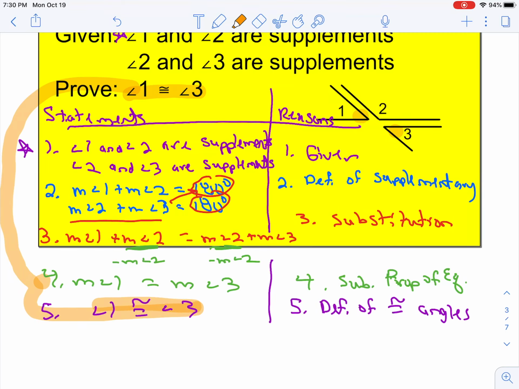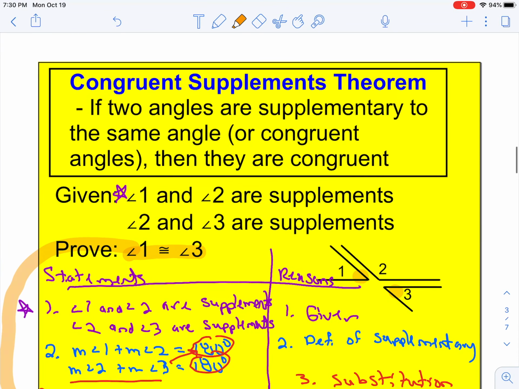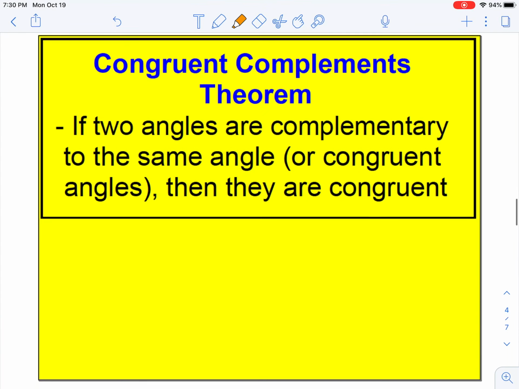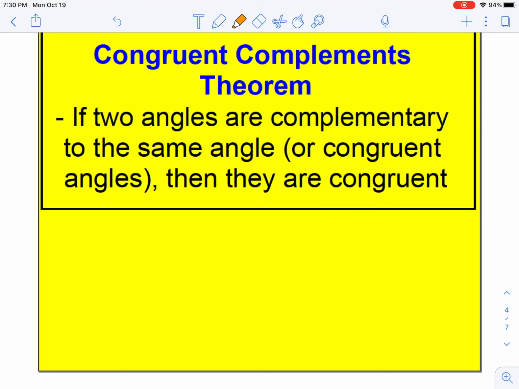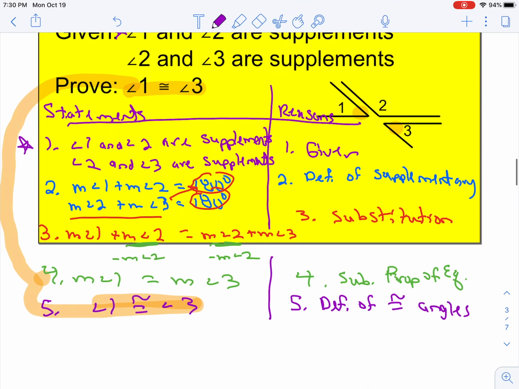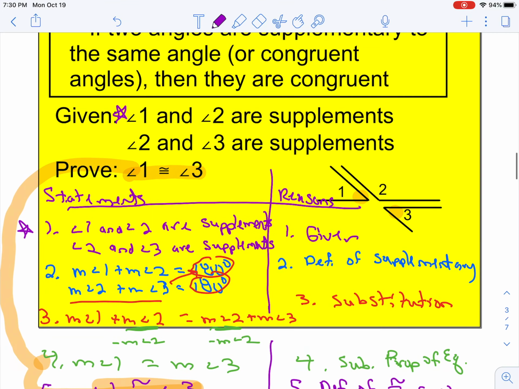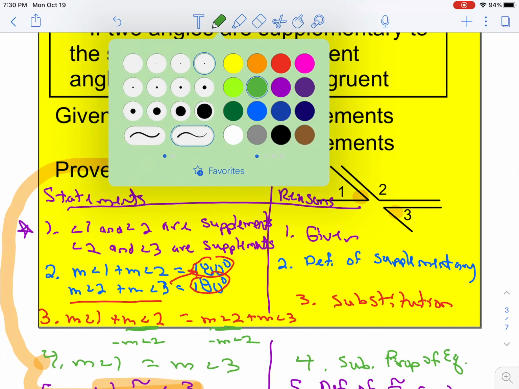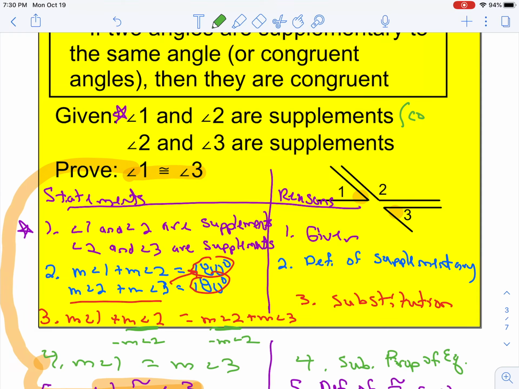All right. So we had the congruent supplements theorem that said if two angles are supplementary to the same angle, then they are congruent. Well, what about if they're complementary to the same angle? Well, it's really the same thing. So I'm going to let you try to see if you might be able to do the similar proof right here, but change this to complements.